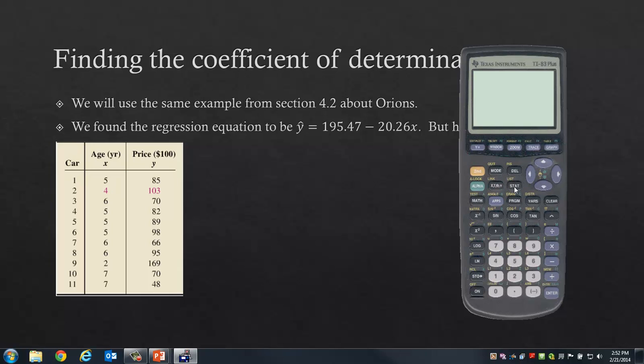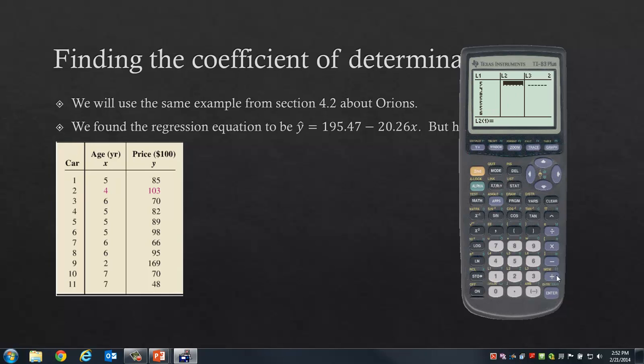We need to go to Stat and Edit, so you can mash Enter. And you see your L1 and L2 here. So our X values are going to be our L1, our Y values are going to be our L2. So type them in. So 5, 4, 6, and there are 3 5s in there. There are 2 more 6s, a 2, and 2 7s. Alright, so that's our X values.